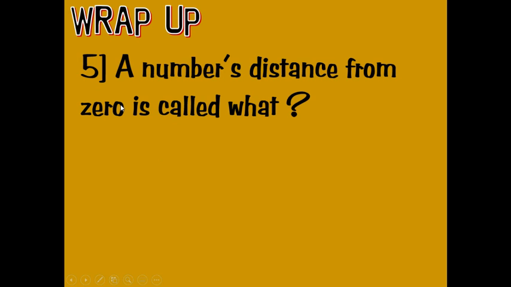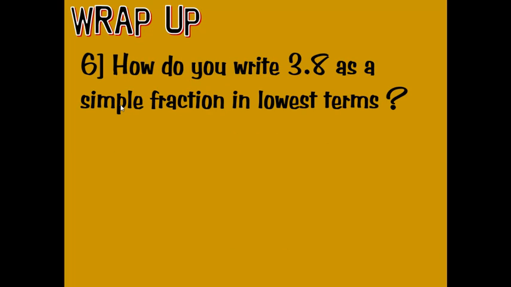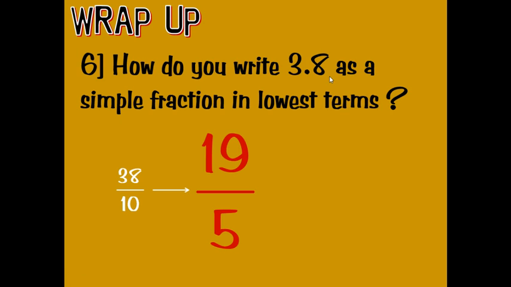Next, number 5. A number's distance from 0 is called what? Absolute value. I know some of you got this one right. How do you write 3.8 as a simple fraction in the lowest terms? For this one, to get rid of the decimal, just times it by 10. So you get 38, and then times it by 10 on the bottom too, numerator and denominator. So you get 38 over 10. And 38 over 10, you take half. Half of 38 is 19, and half of 10 is 5.